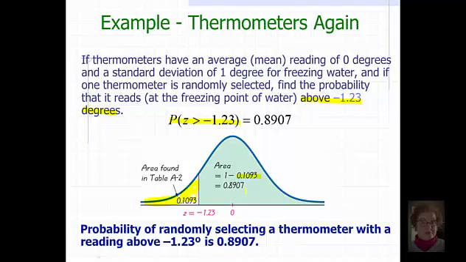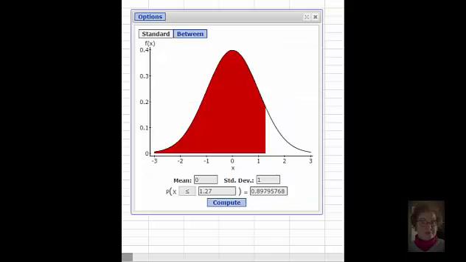And this is where your sketch becomes so important. Am I looking to the area to the left or the area to the right? And again, put it in a sentence. The probability of a randomly selected thermometer with a reading above a negative 1.23 is about 89.07%. So let's go back to StatCrunch and let's look at this.